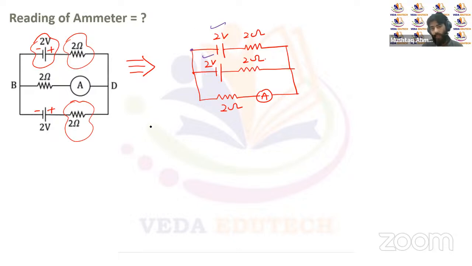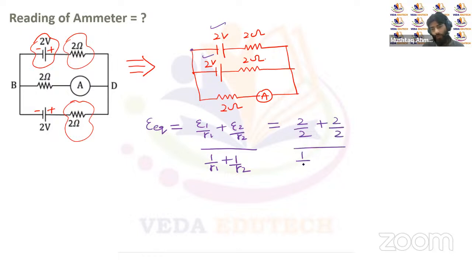We can just write their equivalent EMF. So their equivalent EMF will be E1 upon R1, plus E2 upon R2, divided by 1 over R1 plus 1 over R2, right? So we can just replace it with 2 upon 2 plus 2 upon 2, over 1 upon 2 plus 1 upon 2. So it will be 1 plus 1, that will be equal to 2, and half plus half is 1. It means that the equivalent EMF of this battery is once again going to be equal to 2 volts.